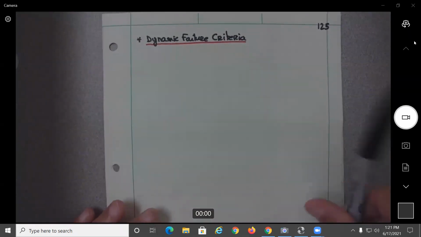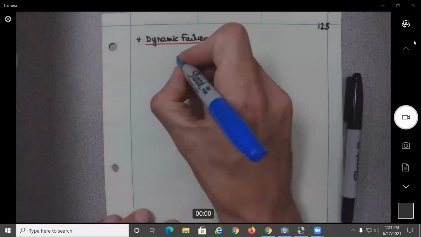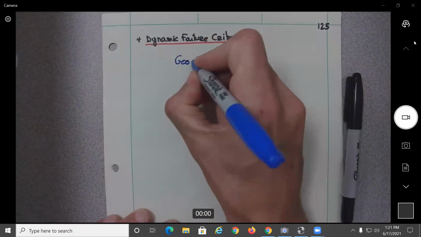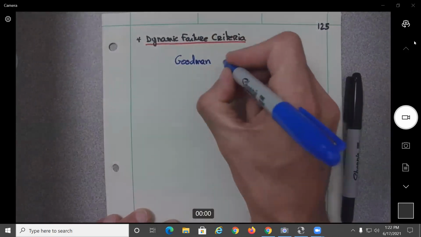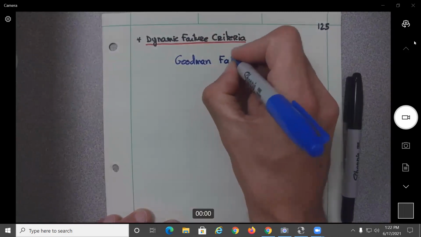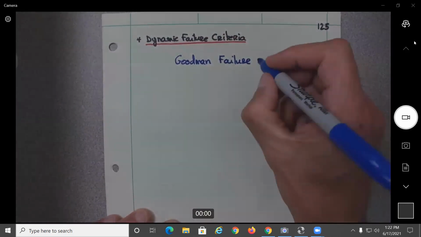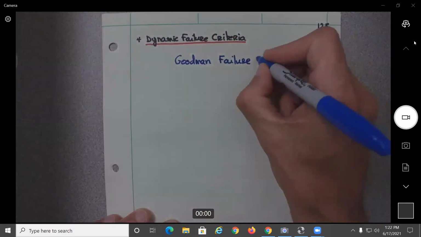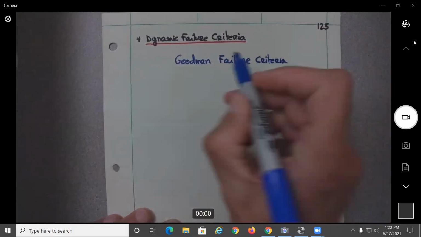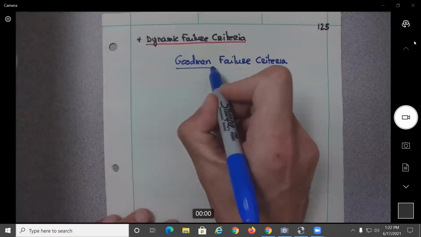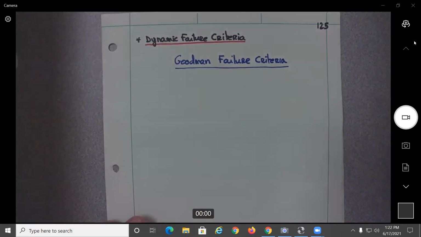Dynamic failure criteria. I'm going to put here the title if you want. That would be either easier, Goodman failure criteria. Okay, there's multiple ones. This is probably the most widely used.